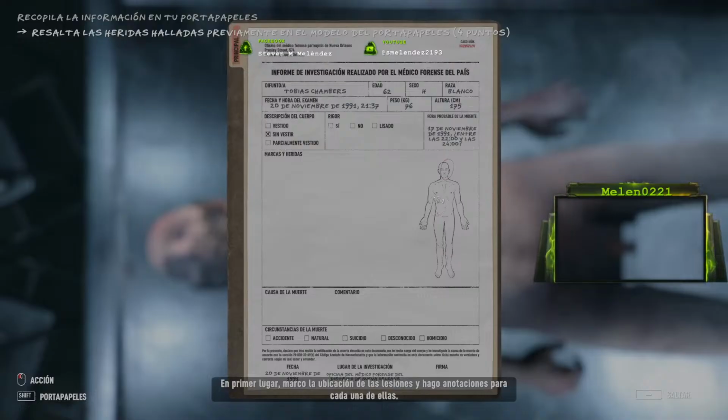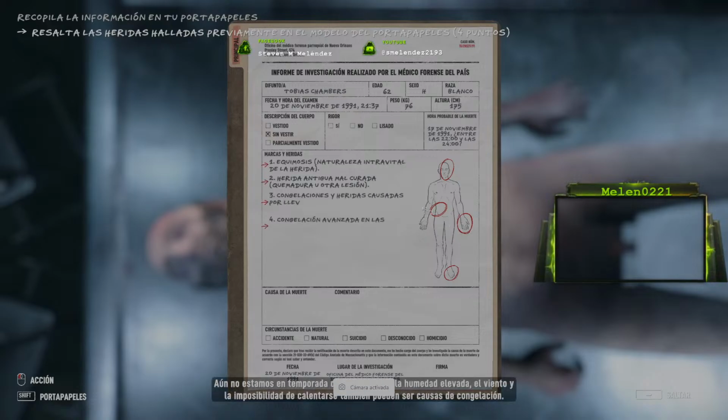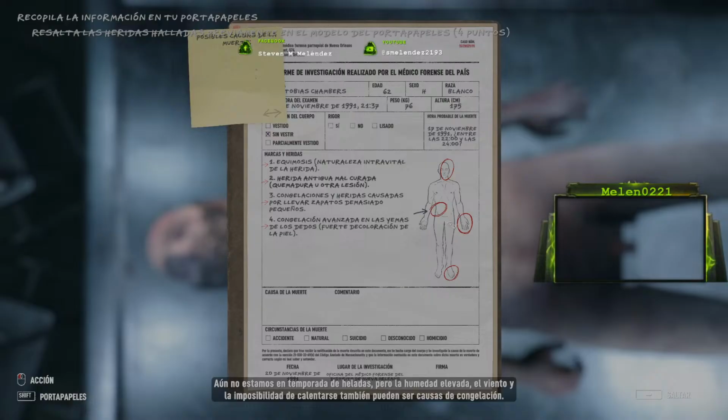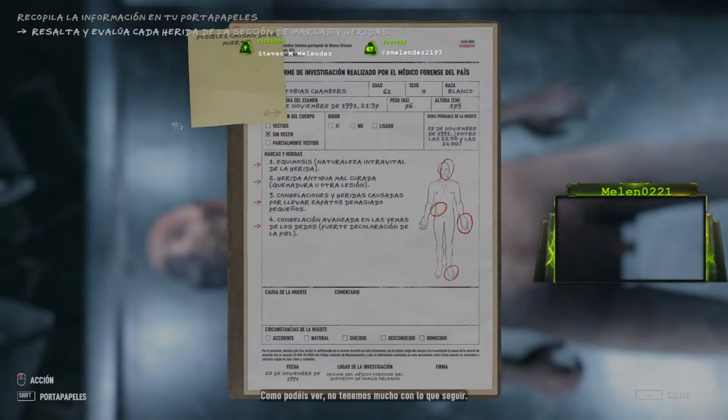First, I marked the location of the injury, the head wound. Toby's body was not in frost season yet, but high humidity, wind, and the inability to warm up can also be causes of frostbite. As you can see, we don't have much to go on. Let's write down what preliminary causes of death we can think of.